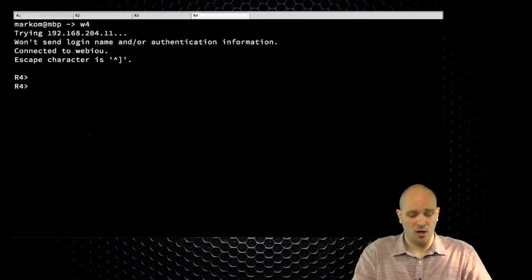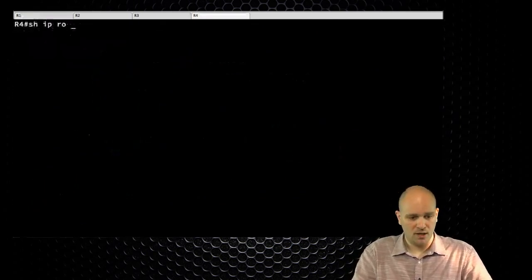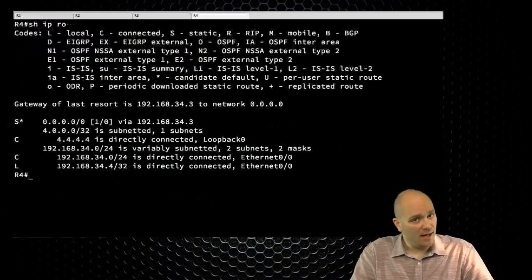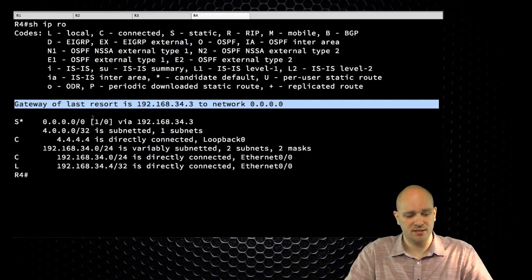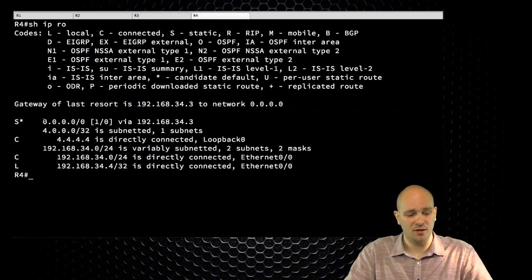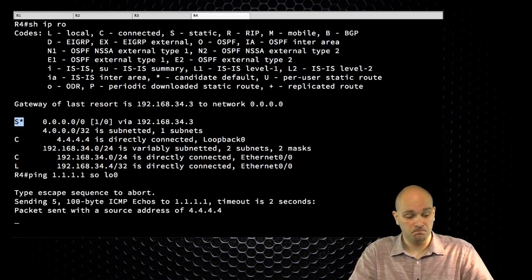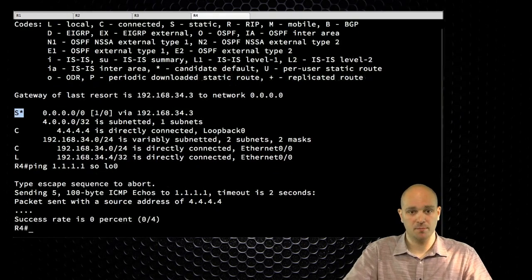I'm going to go to R4, and if I do show ip route, I now see how R4 is connected to the rest of the network. I can see here that we have the gateway of last resort set, which means that we do have the default route. We can see that this route here is a static route, so this is how R4 gets back. If I try to ping R1, I'm getting just a dot. So I'm not even getting unreachables at this point.